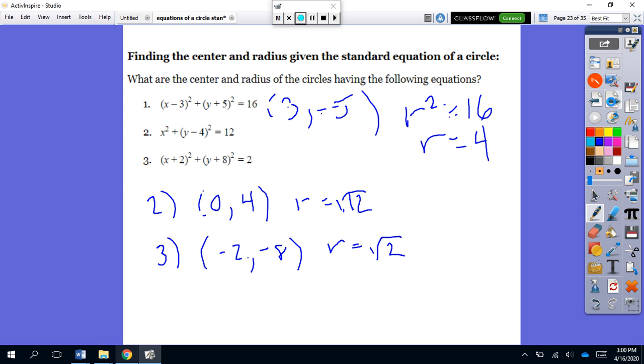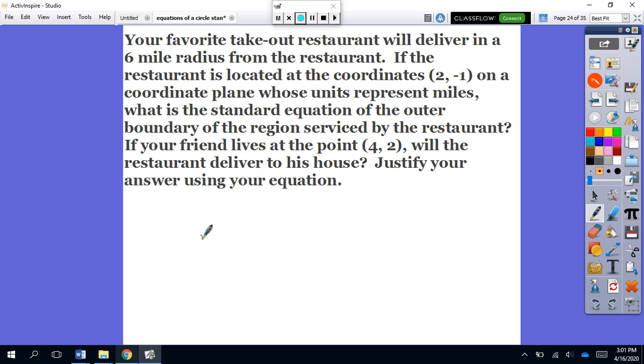Alright, and the last problem is a word problem. If you want to stop the video and read it, and then come back. So we have our favorite takeout restaurant will deliver in a 6-mile radius. So that tells us our radius is 6 from the restaurant. If the restaurant is located at the coordinates 2, -1 on a coordinate plane, and the units are miles, what is the standard equation of the outer boundary? In other words, what is the equation of this circle?